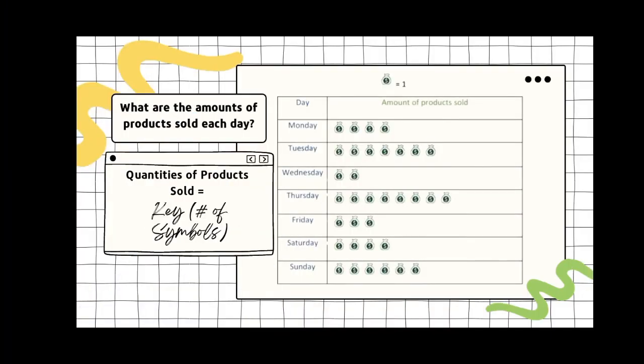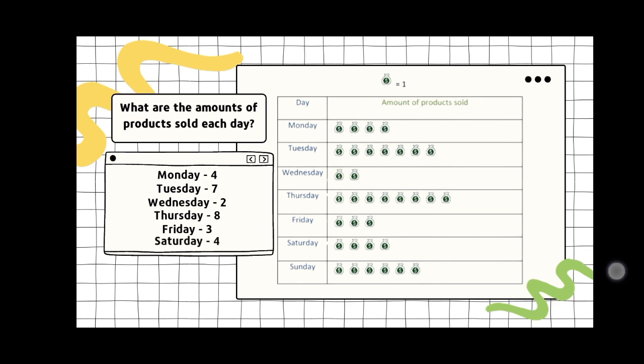So to answer the first question, what are the amounts of products sold each day, or how many quantities of products are sold per day, all we need to do is to multiply the key to the number of symbols plotted for each classification. So on Monday we have 4. On Tuesday we have 7 products sold. On Wednesday we have 2. Thursday has 8. Friday has 3. Saturday has 4. And lastly, Sunday has 6.